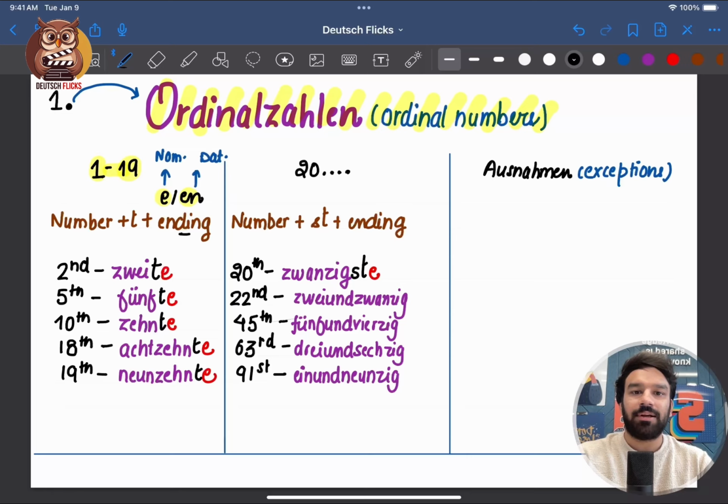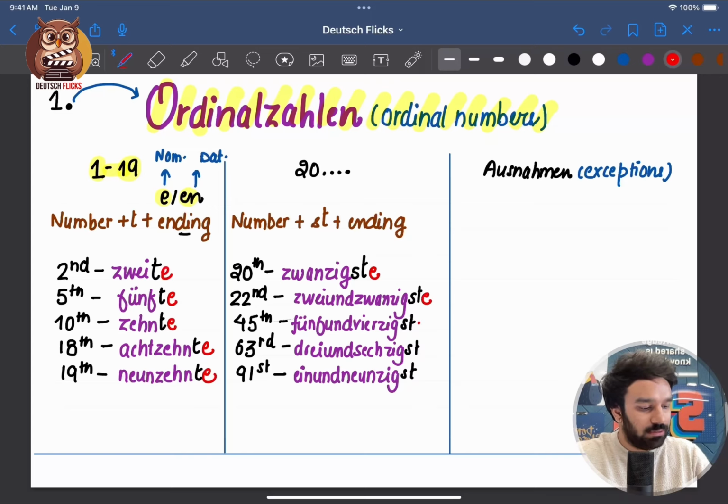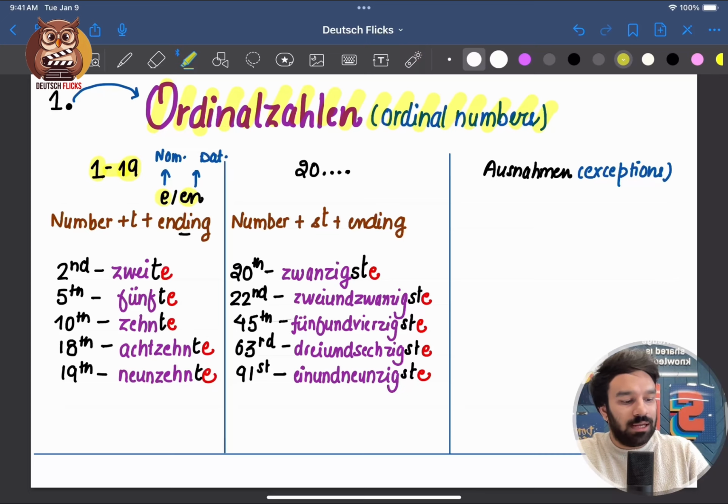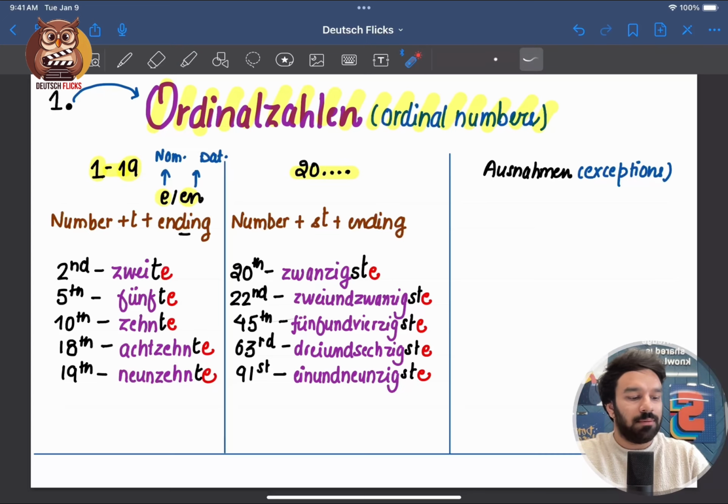Alright, so I've written the numbers. I'll end it with st first, and then the ending that we will choose will be the nominative one, e. So it becomes 22, 45, 63, 91. So this is the formula that we have to use for numbers above 19.